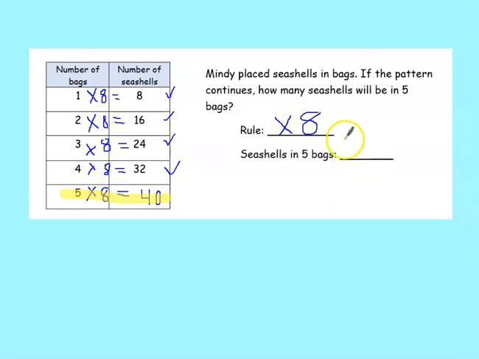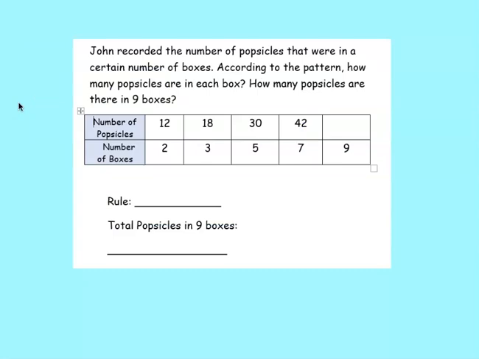So I'm going to write right here that it would be 40. Oops, Miss Ryan, let's change that so we can see it a little bit better, darker. It would be 40 seashells. All right, boys and girls, here we have another example.